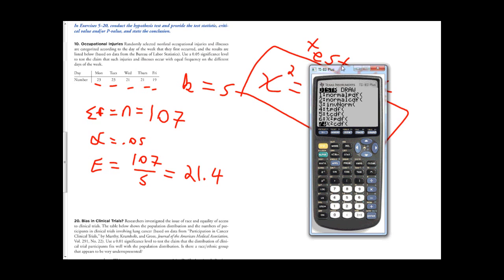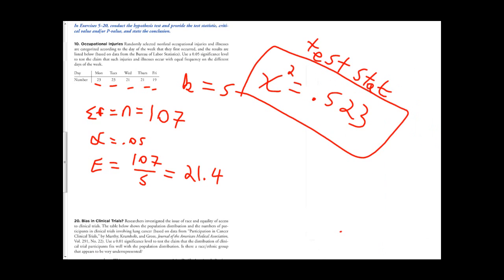So let me tell you what the parameters are for the chi-squared CDF function. First we're going to plug in the left endpoint, then we're going to plug in the right endpoint, and then we're going to plug in the degrees of freedom. So that's for the chi-squared.